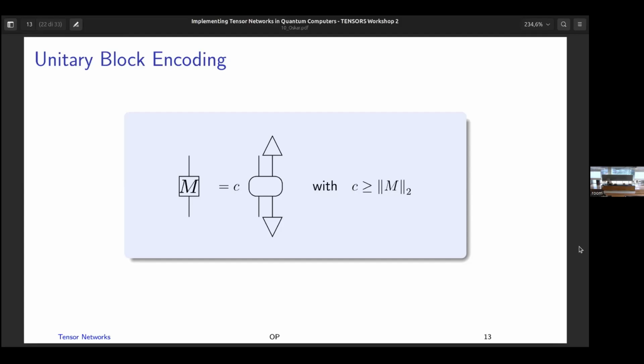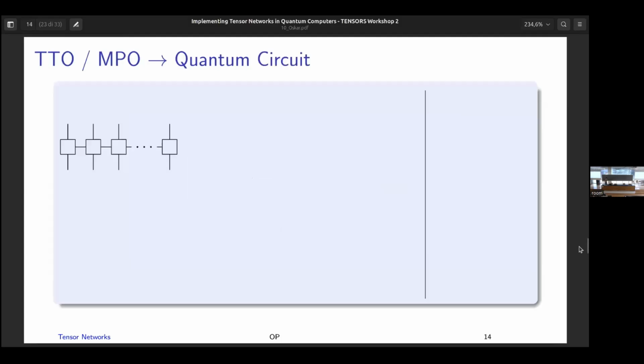And this is how we encoded our matrix, with one condition: that we can actually only encode matrices that have the norm, the largest singular value, equal to 1. And so we factor out the C, which needs to be at least as big as the norm of the matrix. And using these, we can start implementing tensor networks.